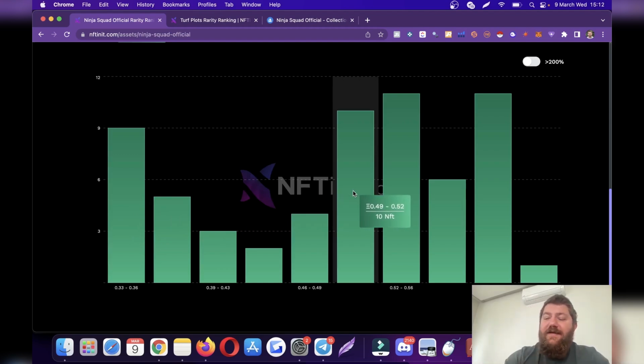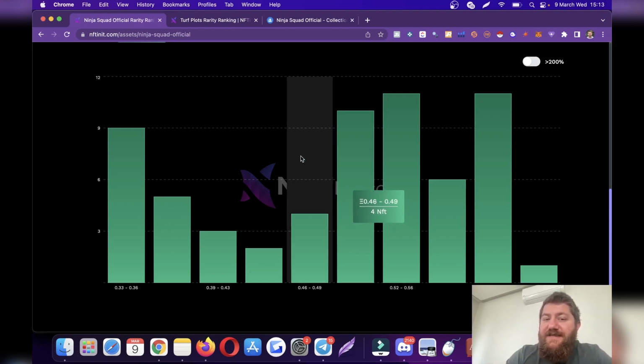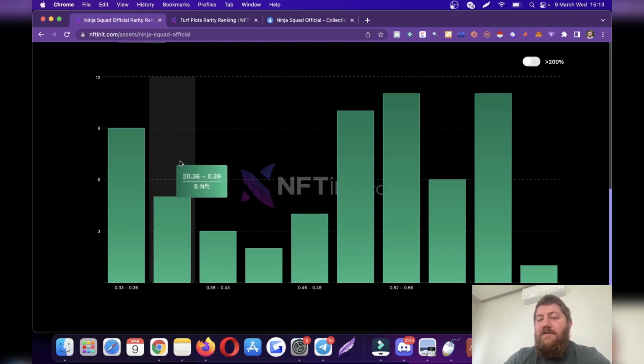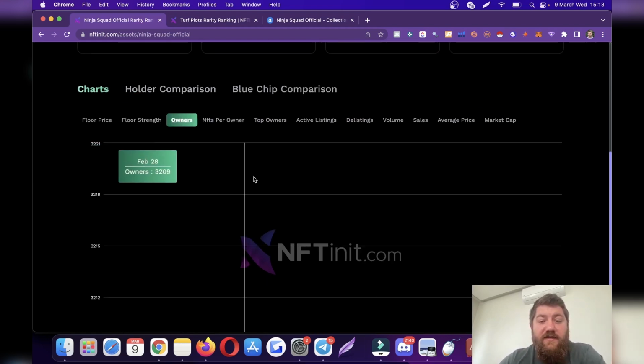And also the whales look at this kind of analytics, and they look for projects which have gaps in the floor price. Because they think, you know what, if I'm going to buy 20 NFTs, the floor price is going to almost double, so this might be a good project to invest in. That's what they think. Anyway, let's go and check the owners.